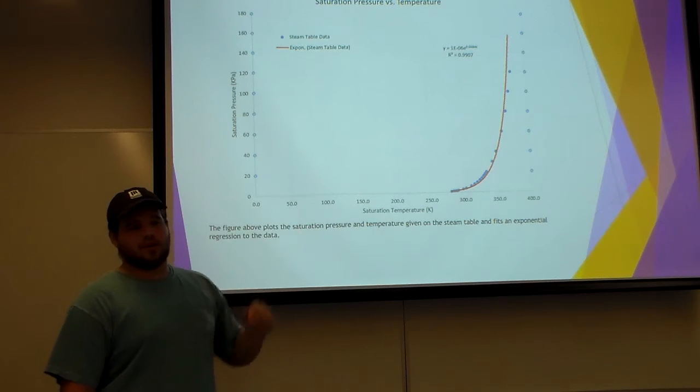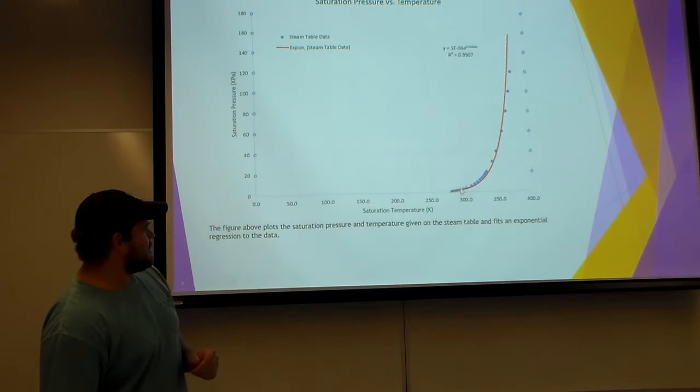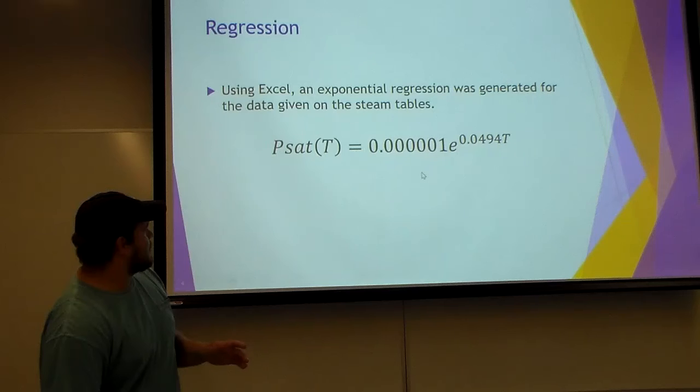Here's a plot of the given data points from a steam table and a curve fit to that, an exponential curve fit over the data set. As you can see, it's important to note that towards the ends, the curve doesn't fit quite as well as it does in the middle.